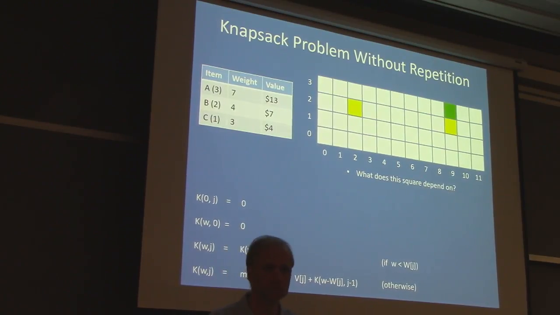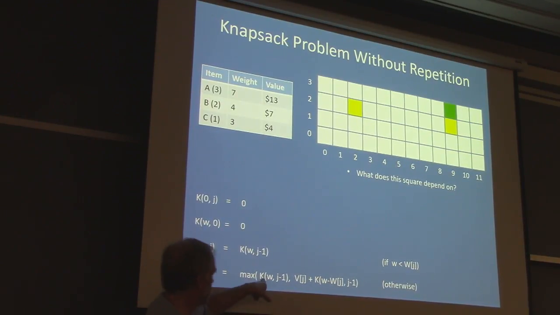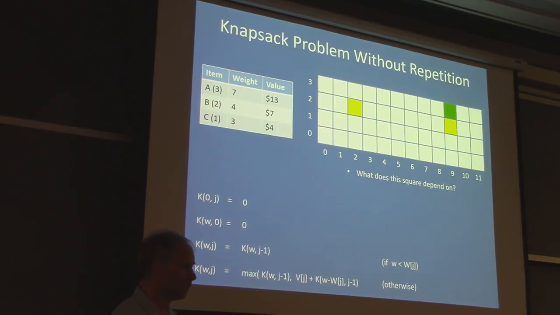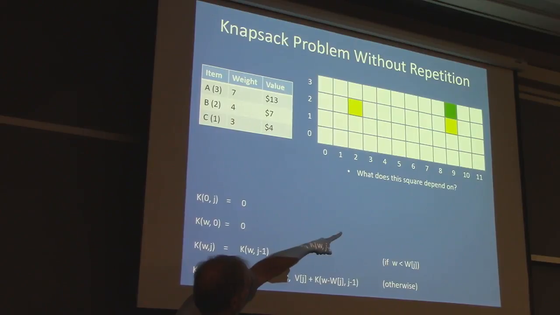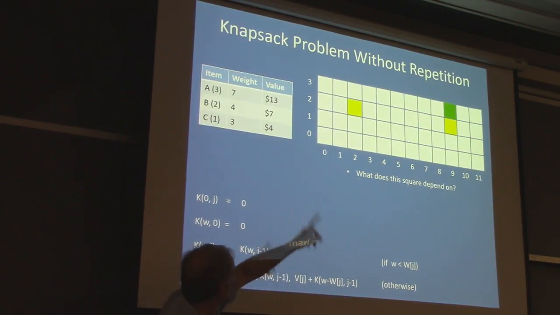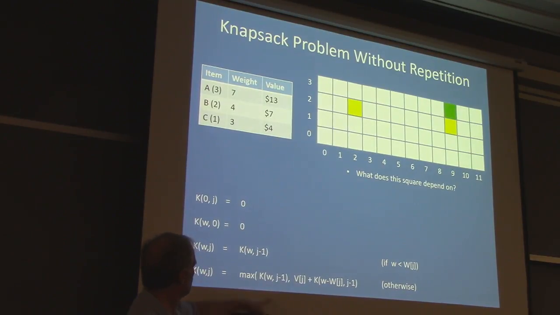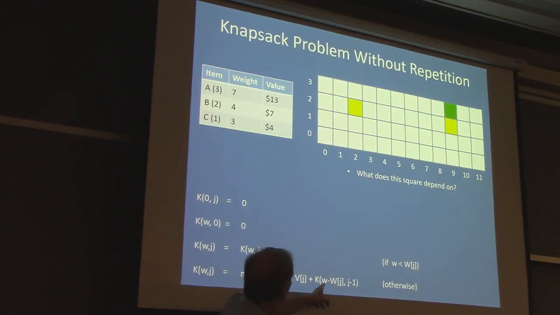Okay? Let me stop here, see if that makes sense. We're just basing it directly on this. The one yellow square is, we have the green square, k is 9, w is 9, and j is 3. So one possibility, we look at k of 9, 2. That's the one yellow square. The other possibility is you look at k of 2, 2. That's the other one.